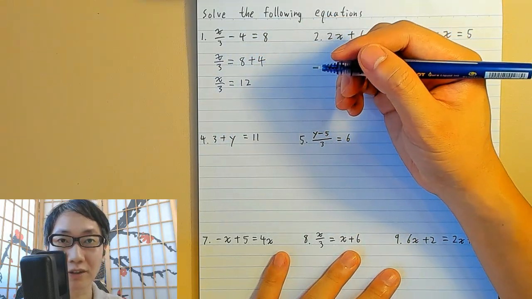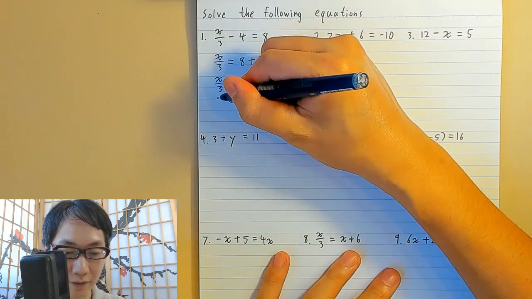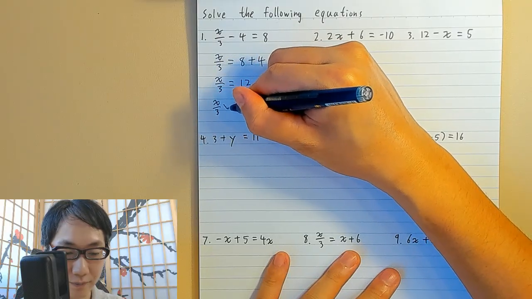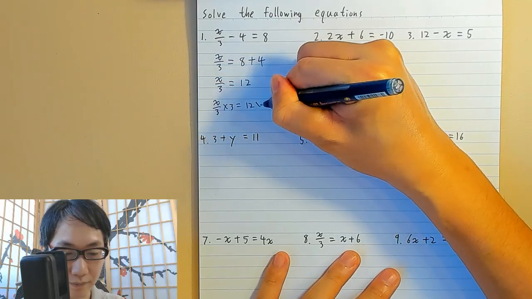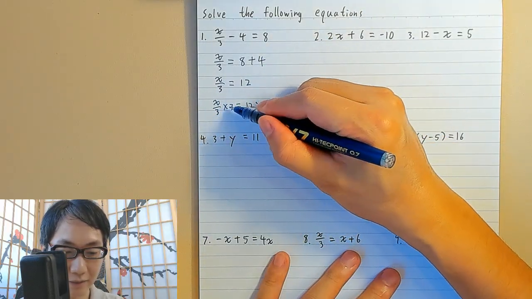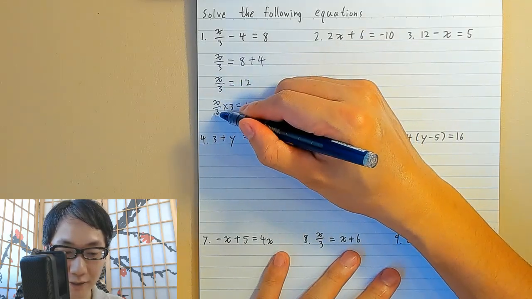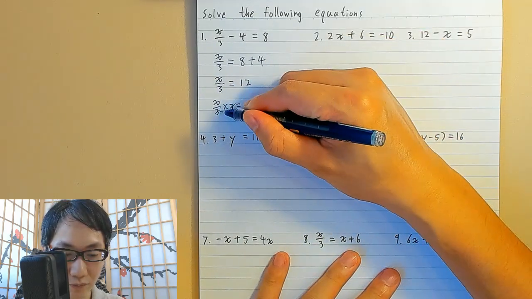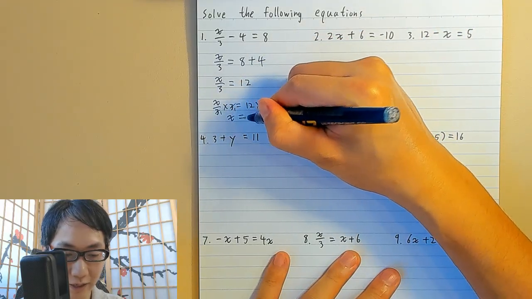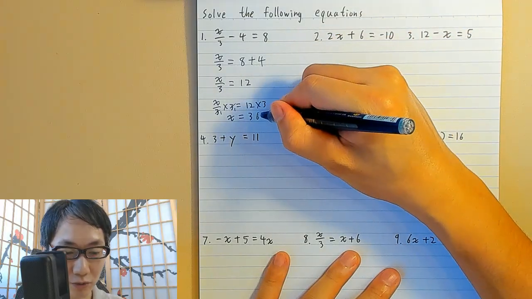Then we multiply both sides by 3 because now we have a denominator. So we multiply both sides by 3. And this is simplified because both of them have a factor of 3. So we have x on the left and 36 on the right. So x is equal to 36.